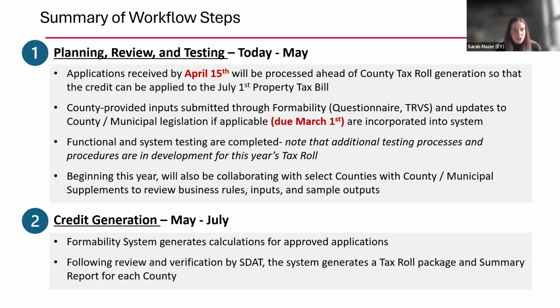Finally, getting to credit generation, that will occur from the end of May to beginning of July. That is when our system will generate the calculations for all of the approved calculations, as well as a summary of the denied applications. And then after these are generated by the system, they're reviewed by the SDAT TCP team for verification. After those are approved, the system then generates a tax roll package and a summary report that is delivered to each of your counties.